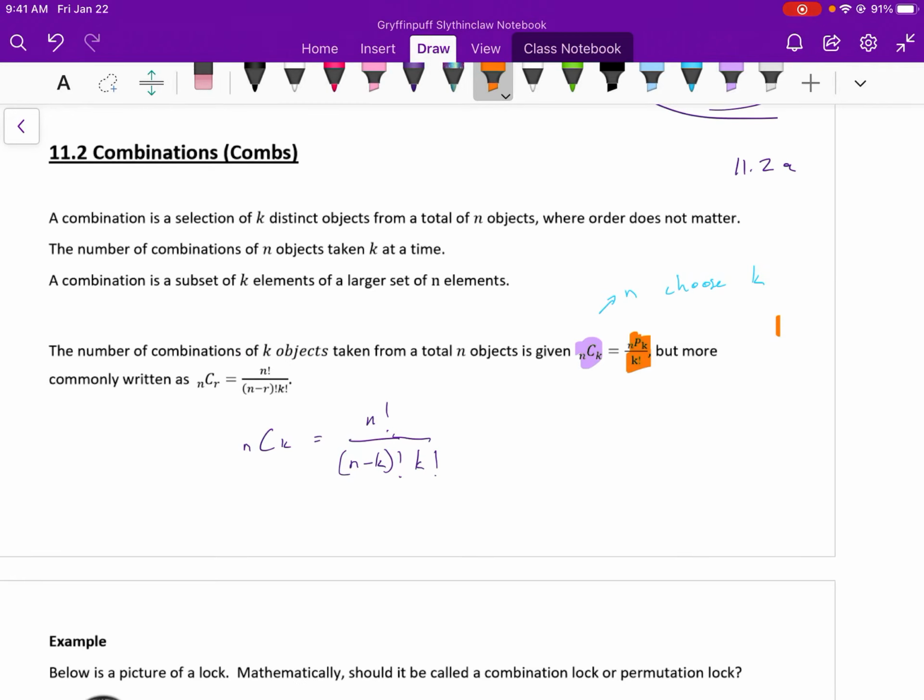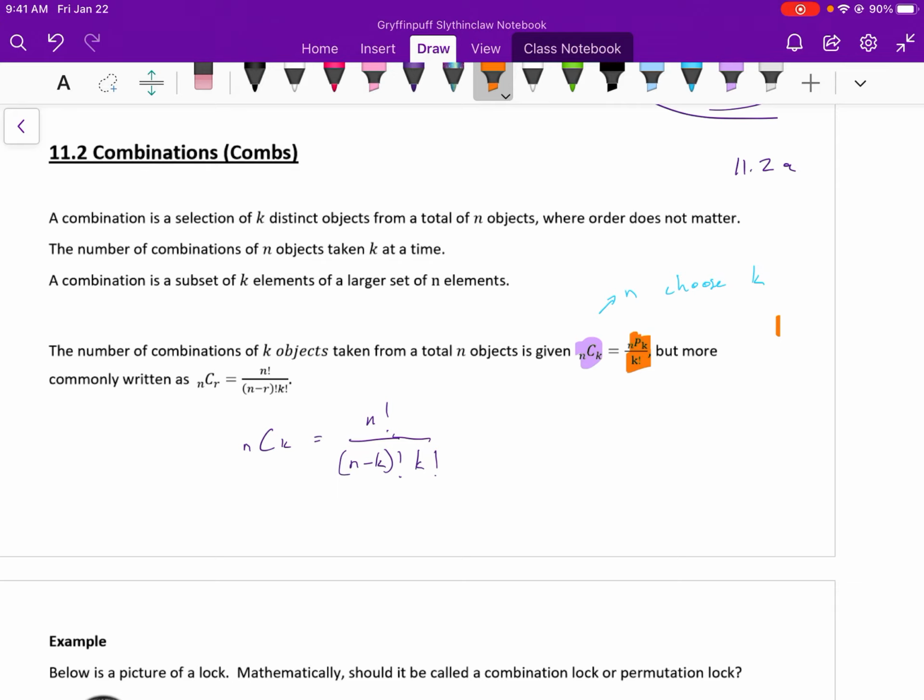All right, we're going to talk about combinations. So a combination is a selection of k distinct objects from a total of n objects where order doesn't matter. So the number of combinations, we take out of n total objects, we're going to take k. Another way of saying this is a combination is a subset of k elements of a larger set of n elements.